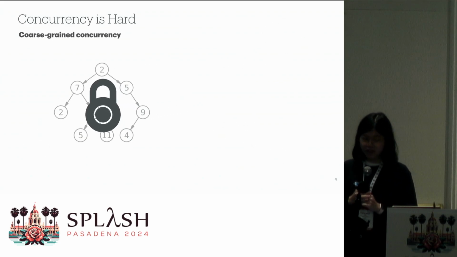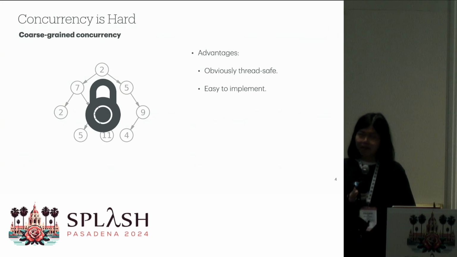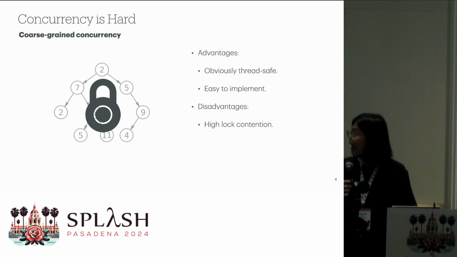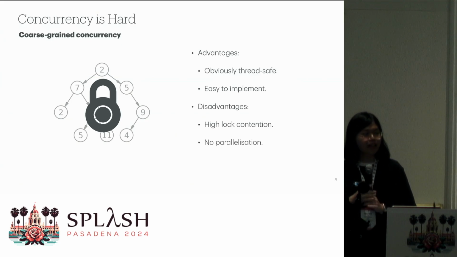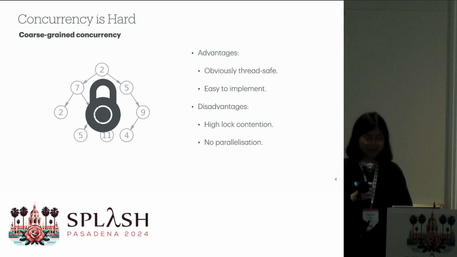This is coarse-grained concurrency. It has some advantages. Well, it's obviously thread safe because only one thing can access the data structure at any given time. It's easy to implement, but it also has some disadvantages, namely high lock contention, and you can't parallelize operations inside the data structure. So, can we do better than this?